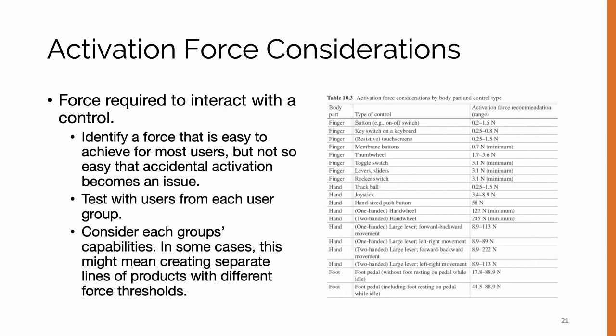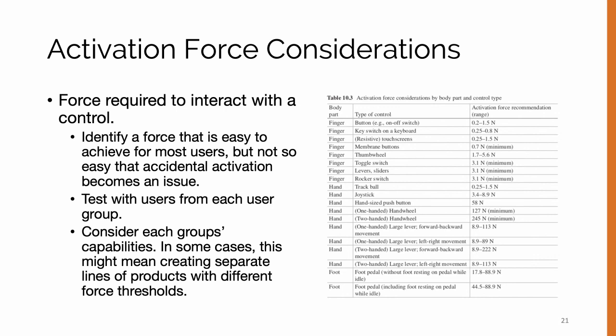Here's an example. We have to make some important decisions about the actuation force. Basically, how much force do you need to give the control before it actuates, before it actually makes a difference. So the ideal situation is to identify a force that's easy to achieve for most users, but not so easy that it becomes accidentally pushed or actuated. And you can do that by testing this with user groups or users from each group. But I think it's important to consider each group's capabilities, and in some cases, that might mean creating different lines of products with different force thresholds.